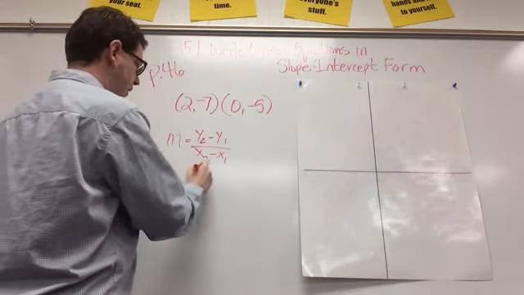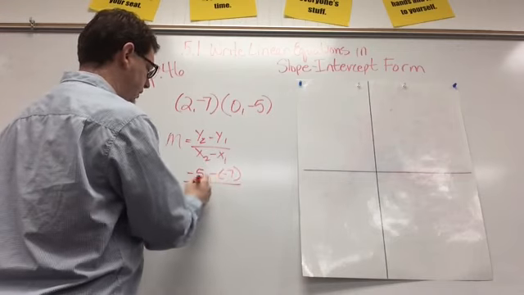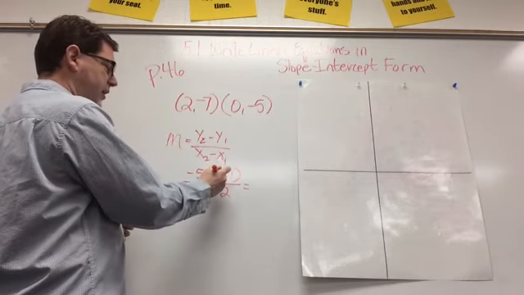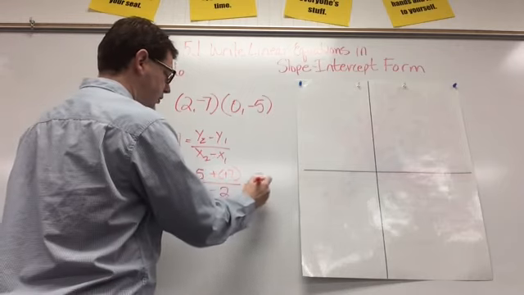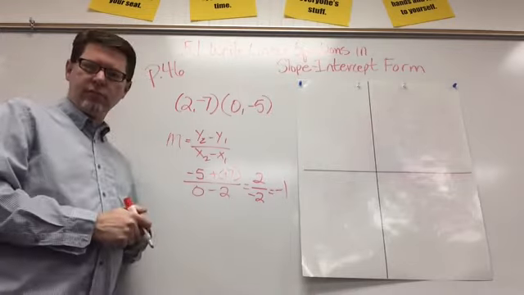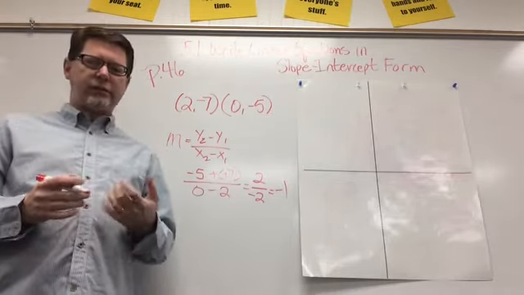So we start with -5 minus -7 over 0 minus 2. And that equals -5 minus -7. We change that to plus and plus. So we get 2 over -2, which equals -1. I think we got that. Now what is my y-intercept?